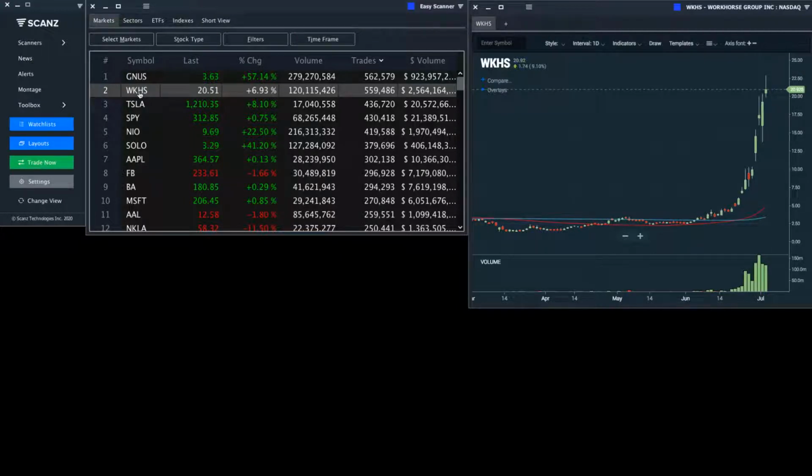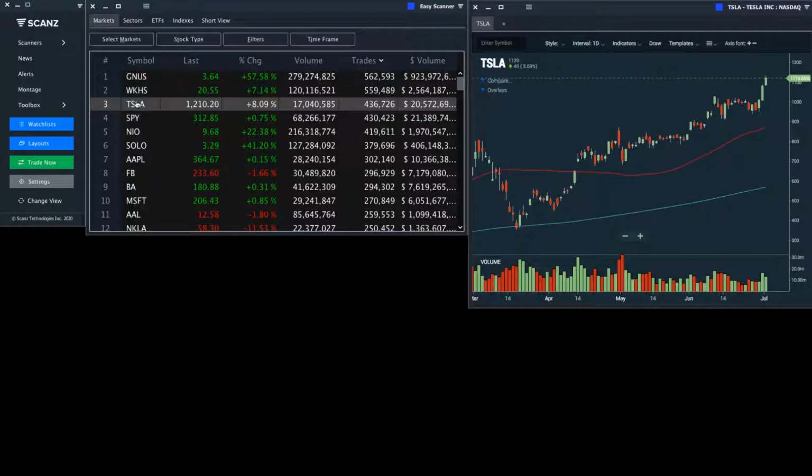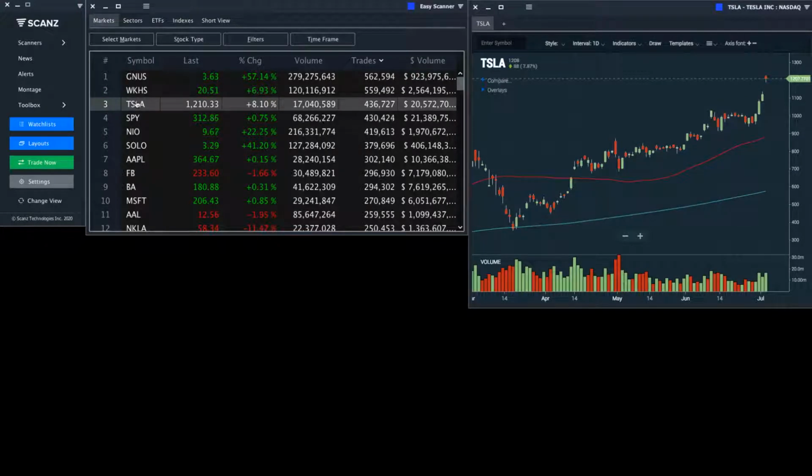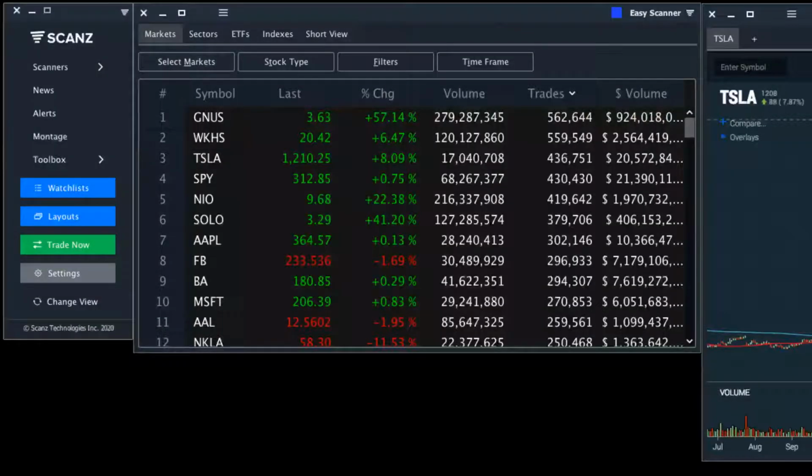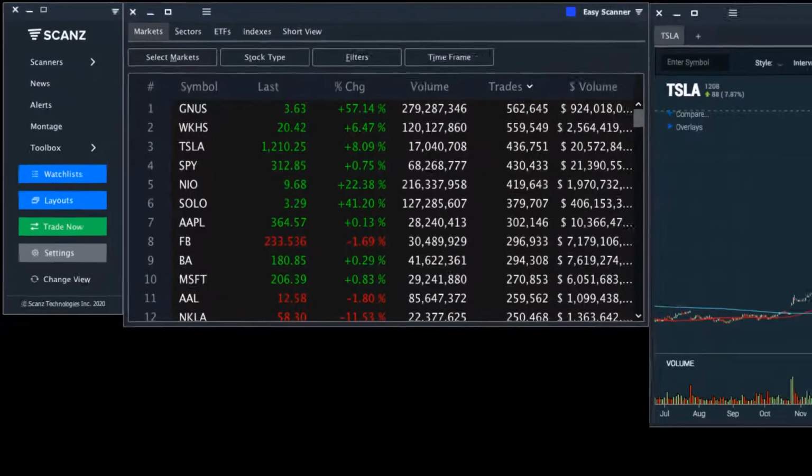For example, I can see WKHS has been on a run for quite some time, and Tesla, a large cap, has been making similar moves. So our goal now is to find other stocks that look similar to these, based on the stock charts. We'll call this process reverse engineering the scan. To get started, we'll open up the Pro Scanner and start thinking about which variables we want to add.